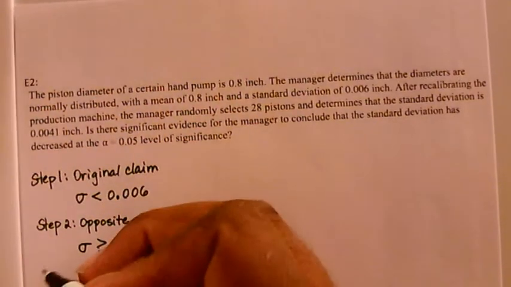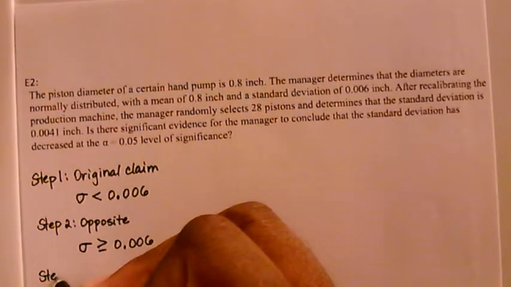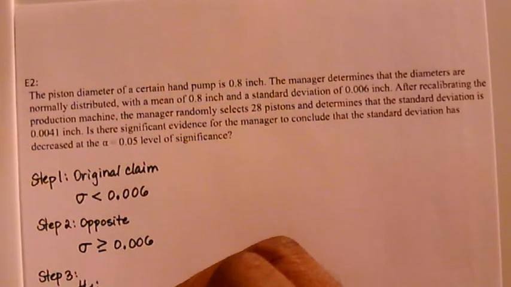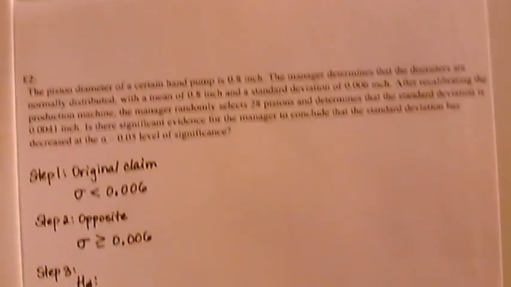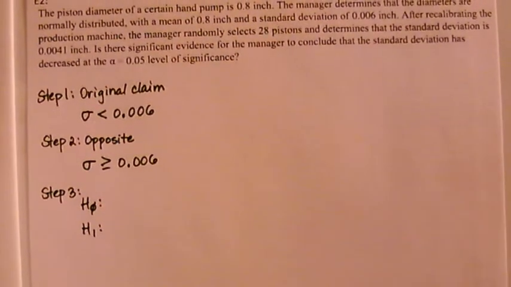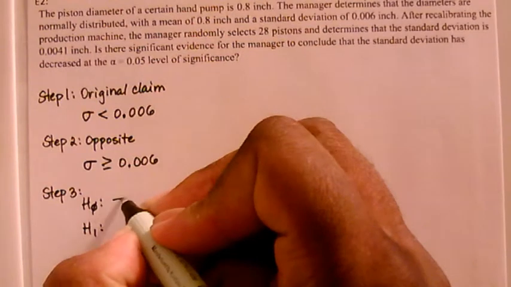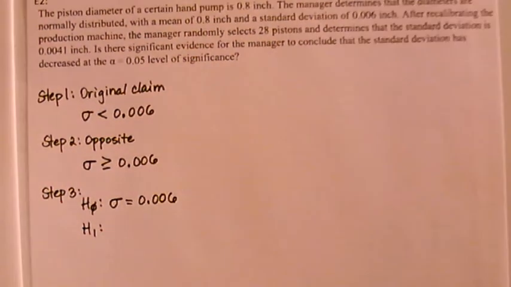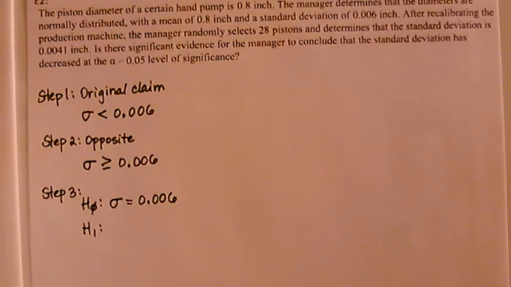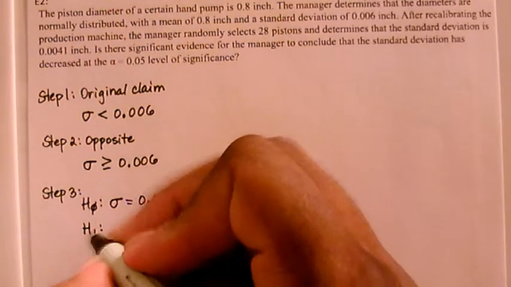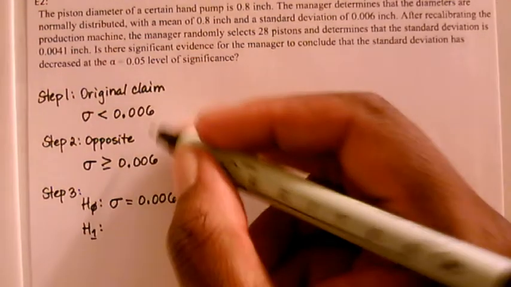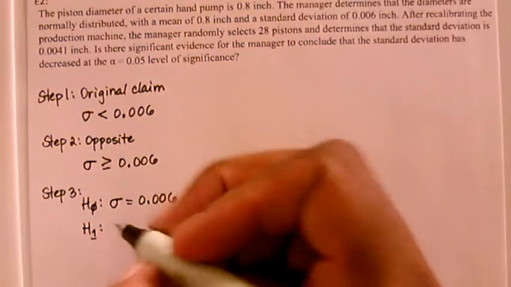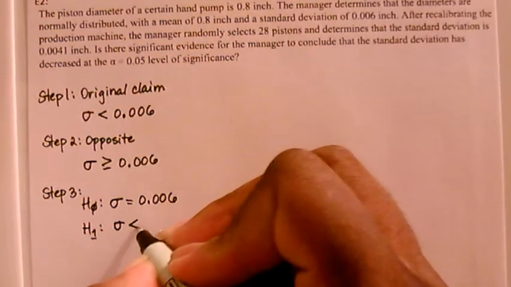And then step number 3, we can write our null and alternative hypothesis from steps 1 and 2. The null always has the equality in it. So the null has to be sigma is equal to 0.006. The alternative hypothesis does not have equality in it. So between these two, the original claim where you have sigma is less than 0.006 must be your alternative hypothesis.